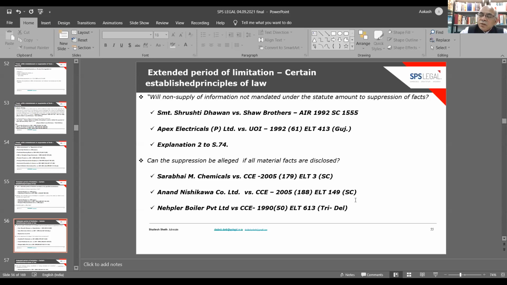Because even if the department does not respond to your communication, they cannot invoke the extended period because the facts have been disclosed. Invocation of the normal period of limitation for the demand, even after the department has not acted, or the department might have actually agreed to your view, that is the risk, that is a business risk, where the assessment may get reopened. That's a different matter.